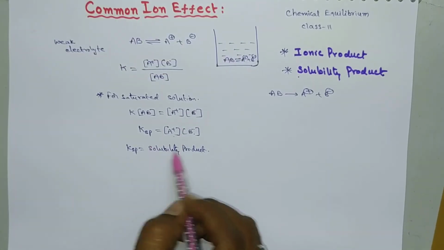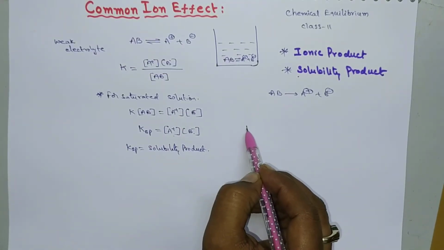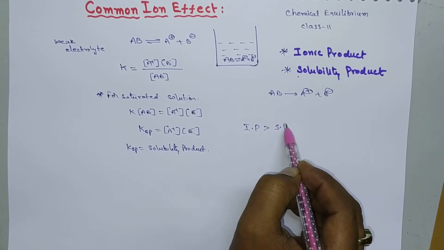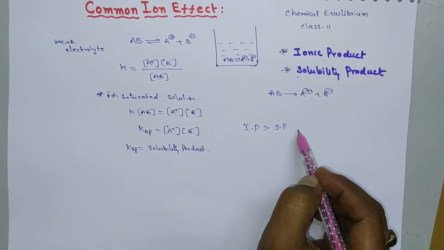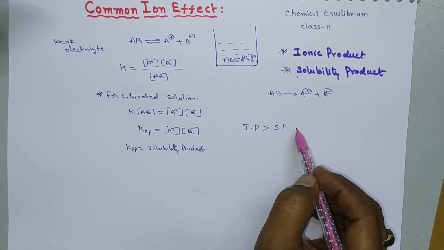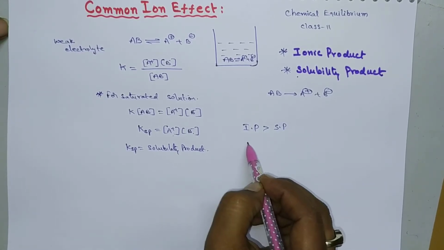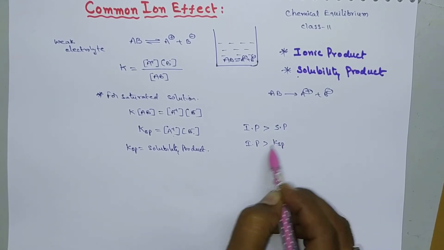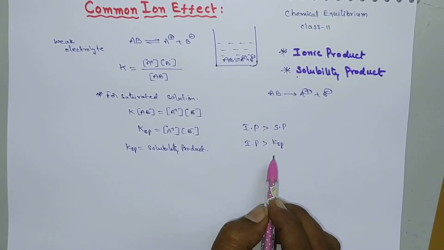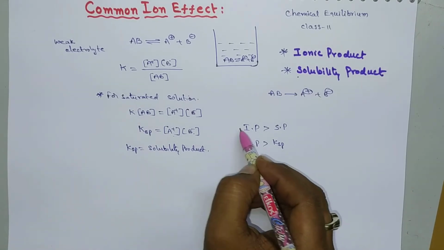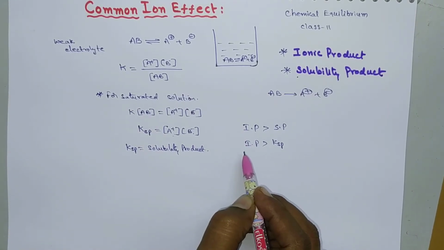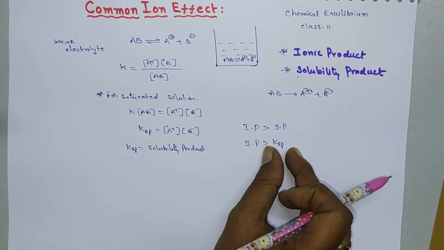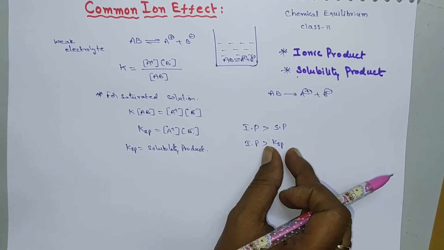Suppose the ionic product is greater than solubility product, then precipitation takes place. In any solution, the precipitation takes place if the ionic product is greater than solubility product. Here solubility product is represented by KSP. This is the basic principle for precipitation of any solution.